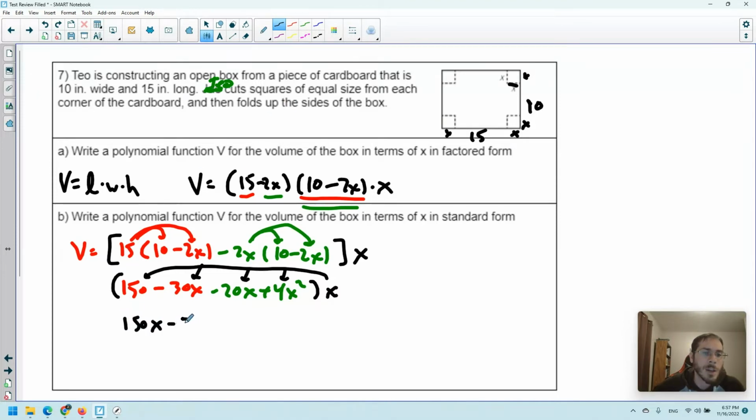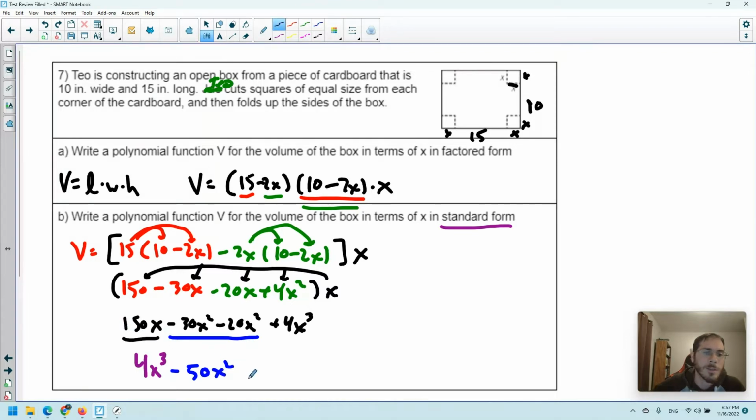So 150x minus 30x squared minus 20x squared plus 4x to the third. And the reason I like doing it this way is since it has to be in standard form, I'm going to do my standard form right now. I'm going to get all my x cubed to go out front. So I'm going to go 4x cubed. I'm going to combine my like terms. I've only got these ones as like terms, but that's minus 50x squared. And then at the end, I still got the 150x, so plus 150x. So again, I like doing that because it combines the like terms and puts it in standard form at the same time. But that's it. So that's what we got for that one.